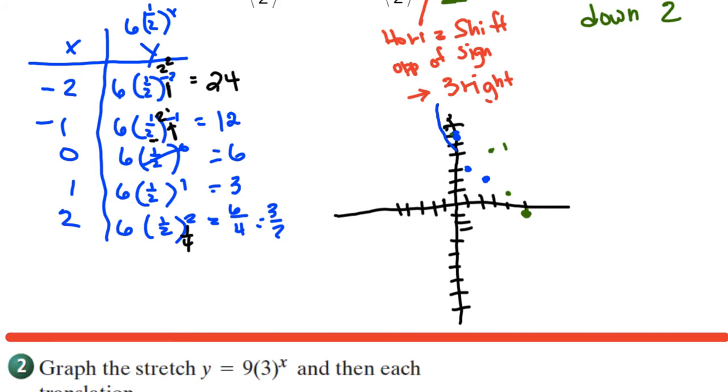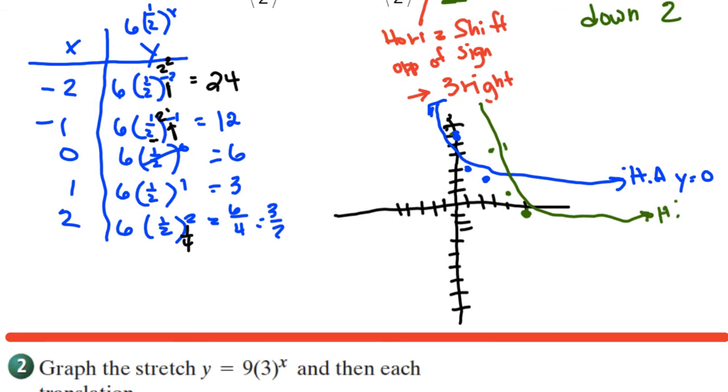All right, so here is the original graph, and it's going to be approaching y equals 0. The translated function's horizontal asymptote is going to be y equals -2 because we've moved that down 2. All right, that's it for example 2.